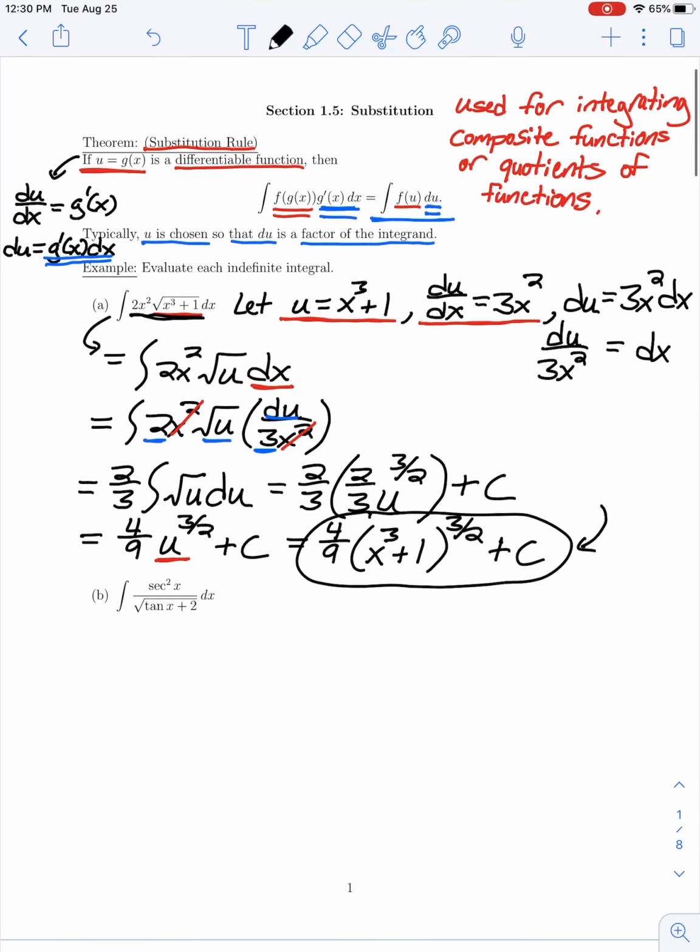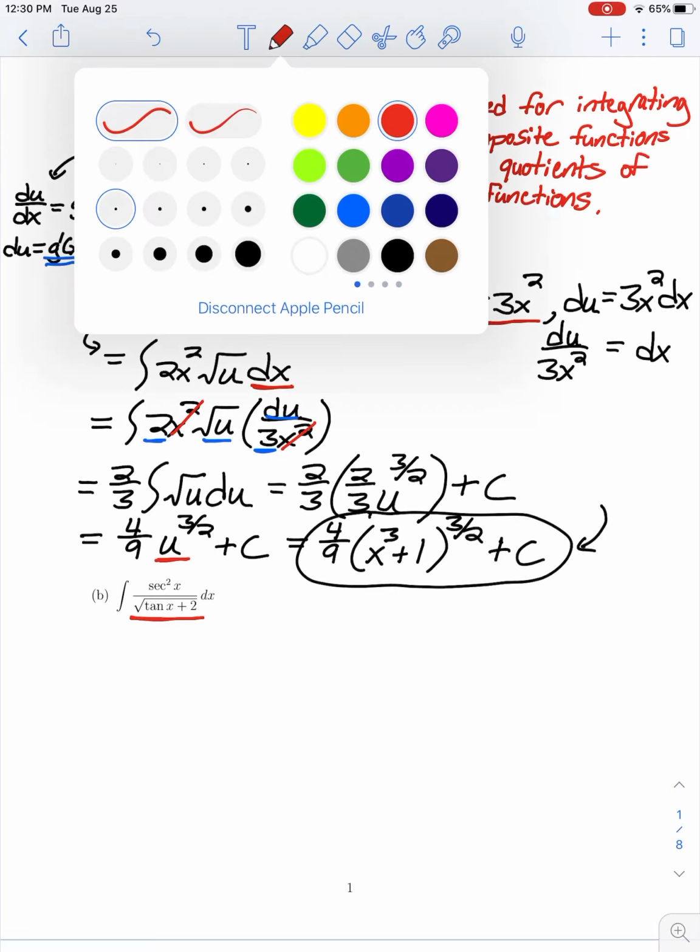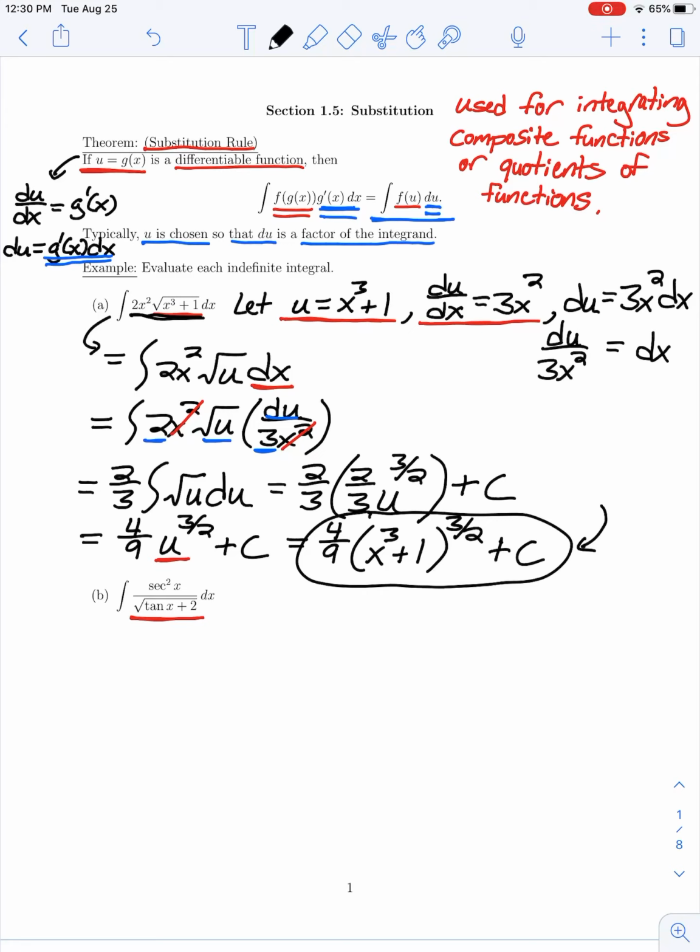So let's look at another example. We're going to do a lot of these to familiarize ourselves with this procedure. So in the next example, part B, we're integrating secant squared x divided by the square root of tangent x plus 2. So again, as soon as I see this integral, I notice that I have a composite function as my denominator. It's the square root of tangent x plus 2. So that should immediately make me think of a substitution.